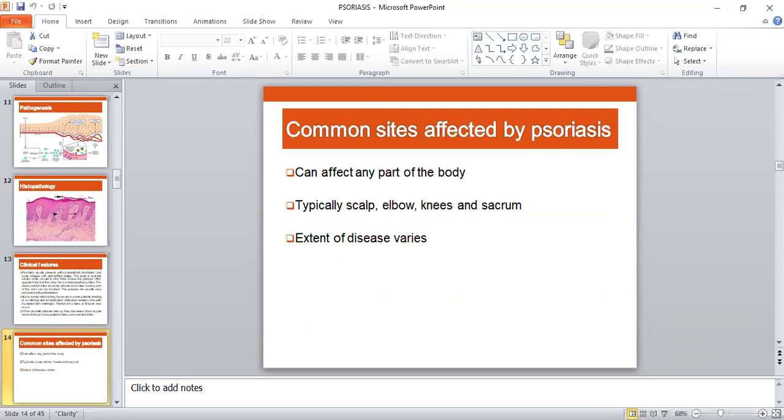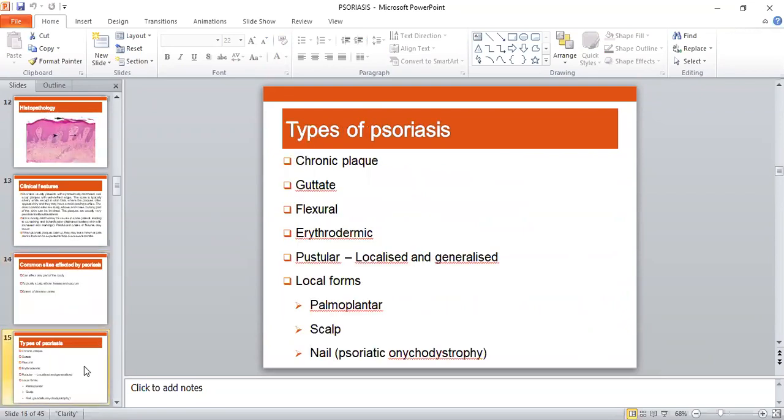The extent of the disease varies; it depends on the severity of the disease. Types of psoriasis are chronic plaque psoriasis and guttate psoriasis. Flexural means it involves the flexures. Guttate means it is associated with some sort of infection or stress that will enhance guttate psoriasis in young children. Erythrodermic means it involves the whole body, presenting with marked erythroderma. And pustular means they form pustules over these lesions. Then it can be localized or generalized. The localized forms are palmoplantar, scalp, and nail. This can occur only in the palmoplantar form or maybe in the scalp only, and in the nail, sporadic onychodystrophy is there.